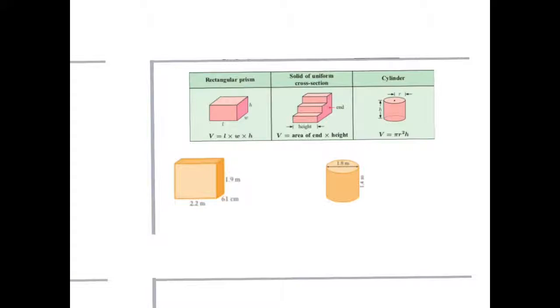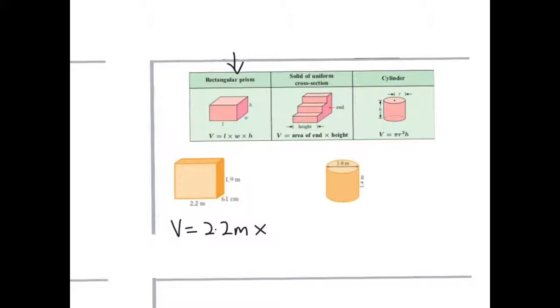We've first got a rectangular prism, and the formula for the volume of a rectangular prism is the length times by the width times by the height. And so that's this example here. We've got our rectangular prism. So if we do a quick example of that, we've got this rectangular prism below, and it's got a length of 2.2 meters. We're going to multiply that by the width of 61 centimeters.